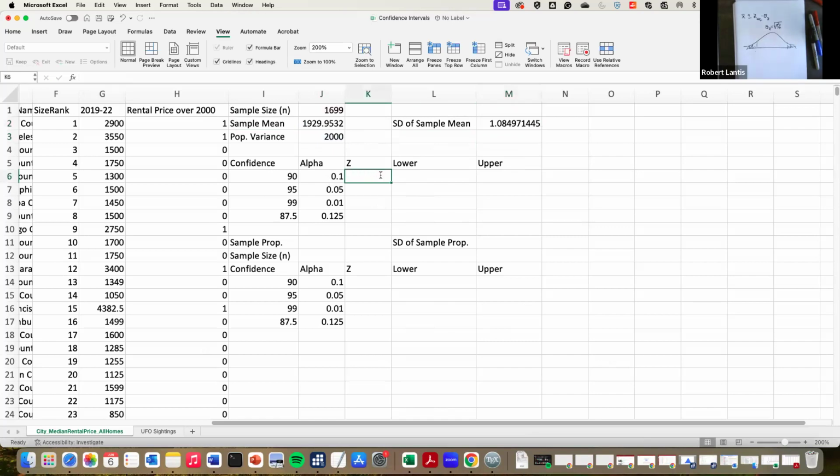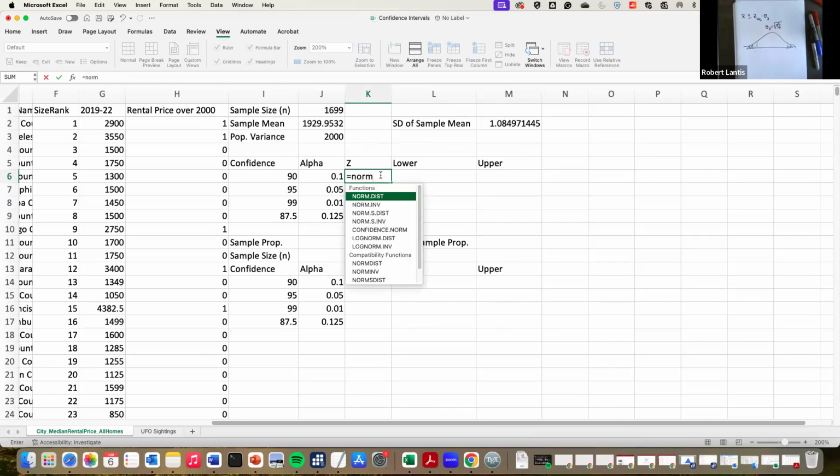I'm then going to say, okay, look, what is here? So we got NORM.S.INV, right? Because we know the area that we want in each tail, which is half of alpha, so alpha over 2, right?